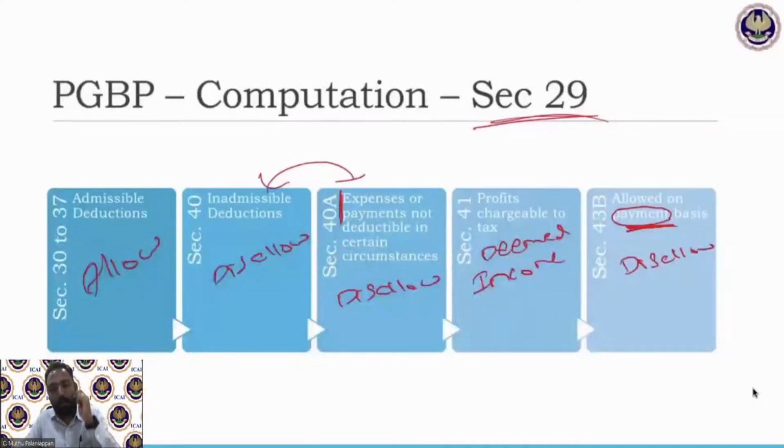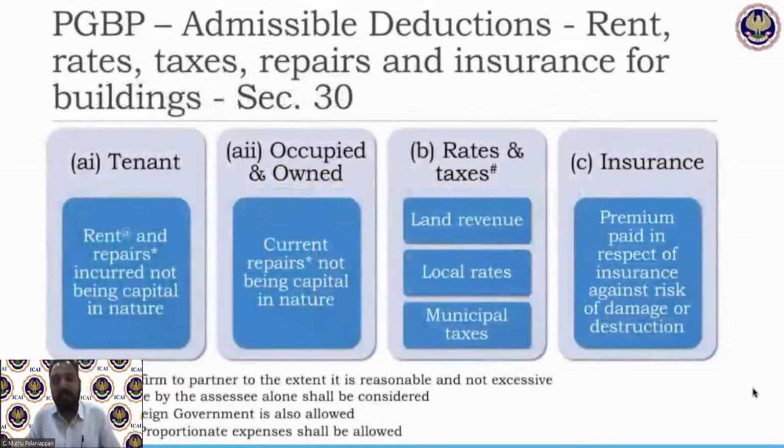Now we are going to discuss each of these sections. What does 30 say? What does 31 say? From 30 to 43B, we are going to discuss each of these sections. We'll start with section 30.